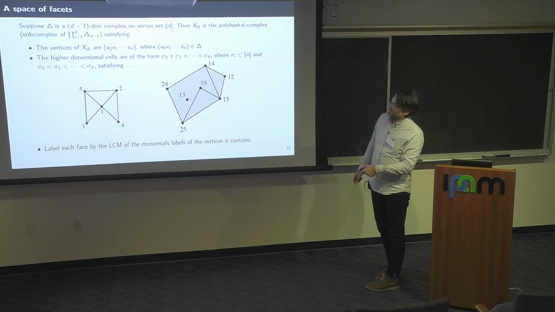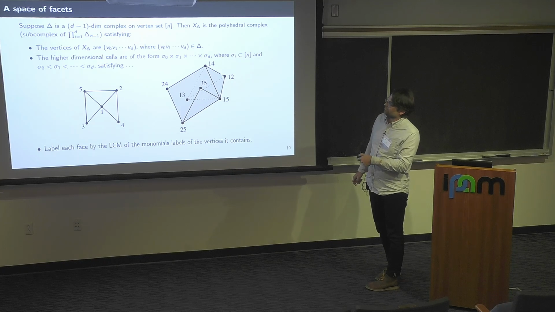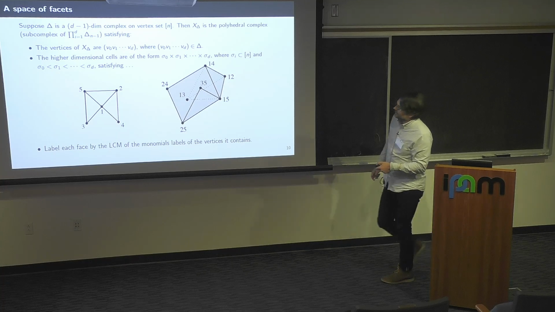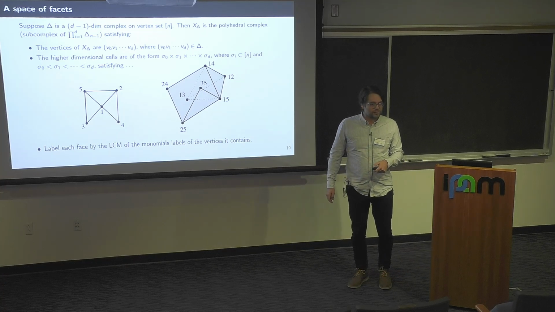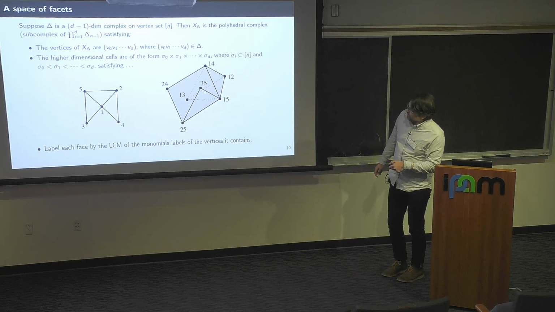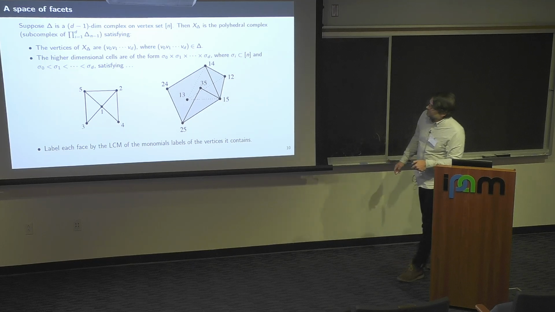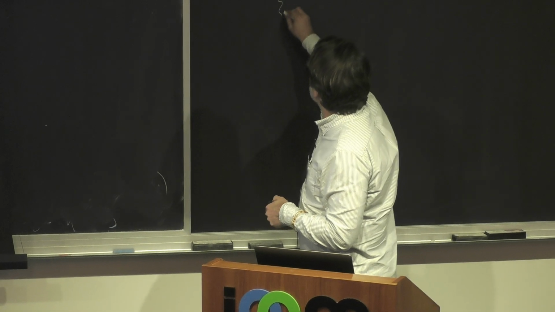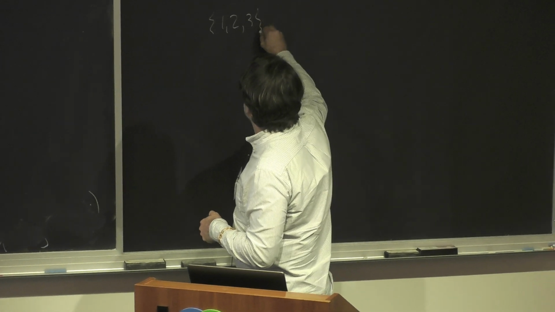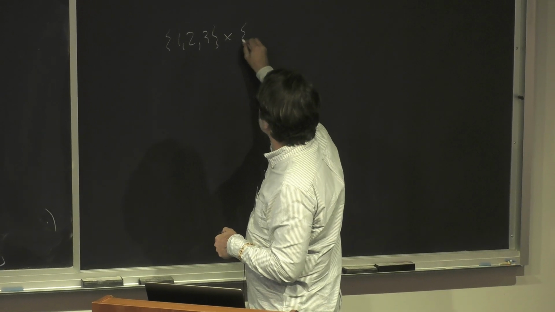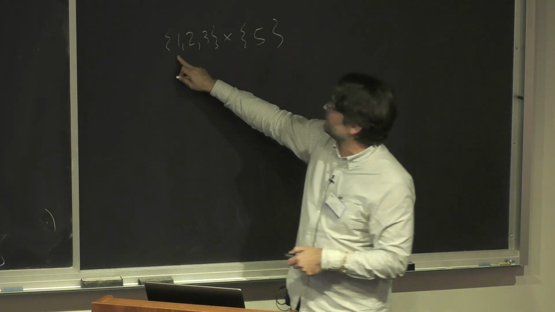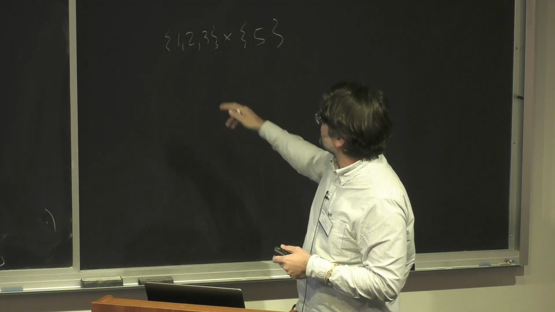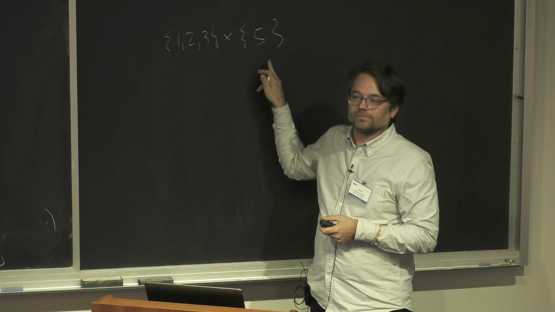So here's the data, right? This is the simplicial complex, and here's the polyhedral complex I get out of it. For instance, there are triangles and squares here. Let's say there's this triangle here. The way I would write this is {1, 2, 3} cross the singleton {5}. Notice that every element here is less than every element here, and this makes a triangle. So you think of this as the triangle cross a vertex.